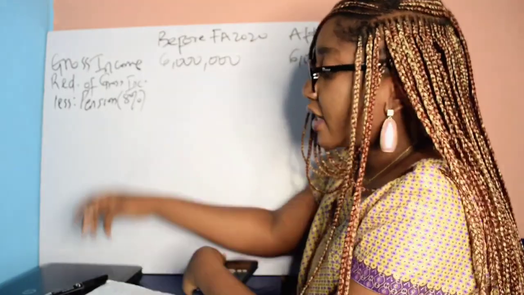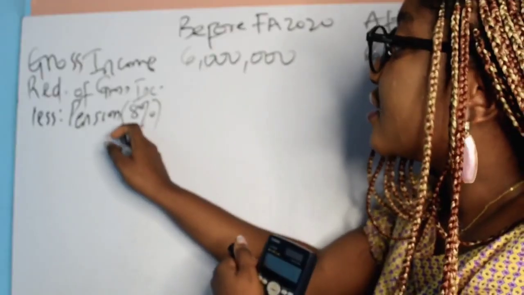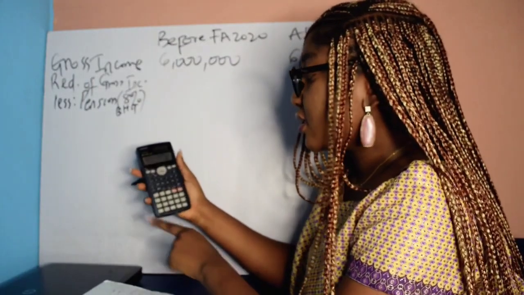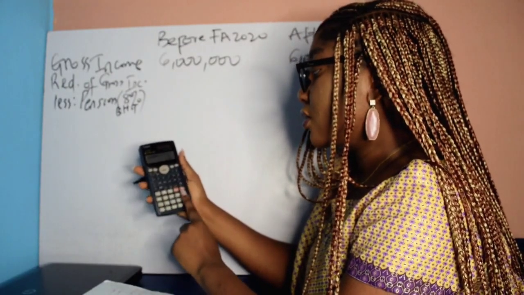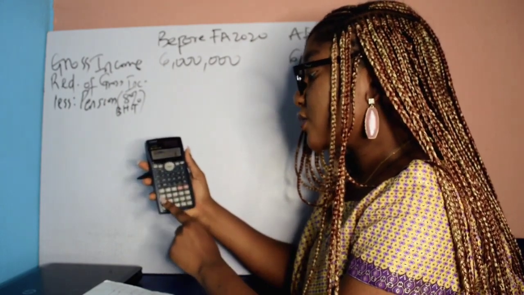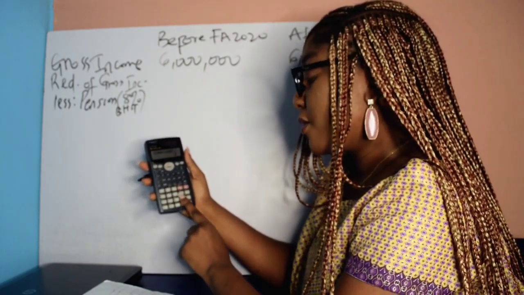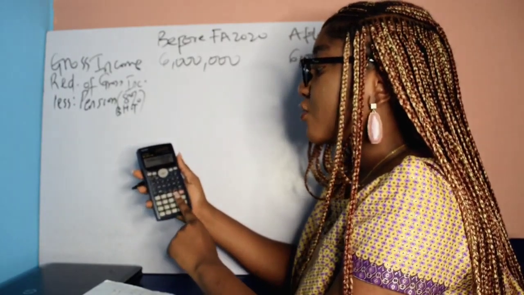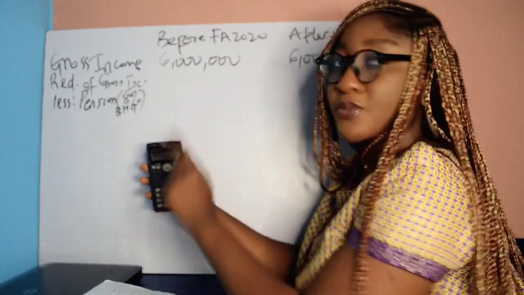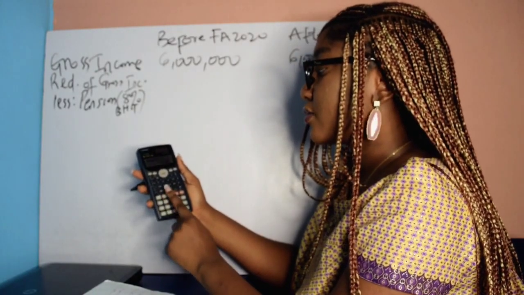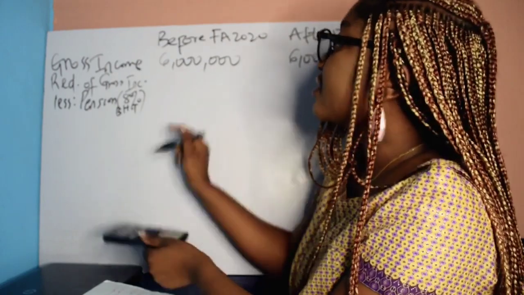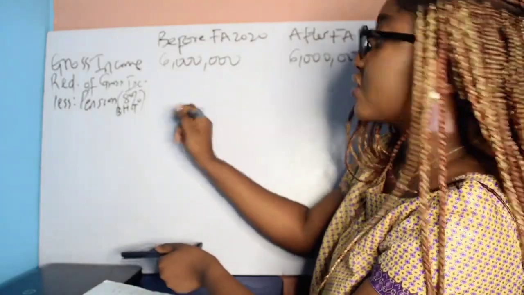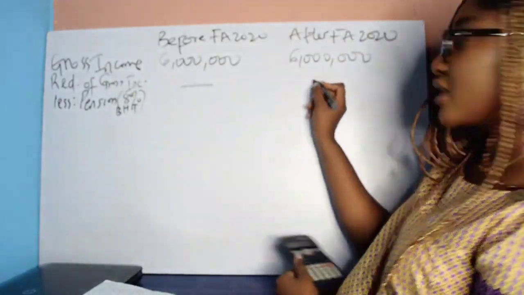So to calculate pension, like I said, pension is usually 8% of basic, housing and transport. So all you need to do is to see basic is 2,100,000 plus housing 1,500,000 plus transport 900,000, equals to, then you multiply by 8%, that's 0.08. So you have 360,000 naira. Now, before Finance Act, there was no redefinition of gross income, so nothing happens here. But here, something happens, right?